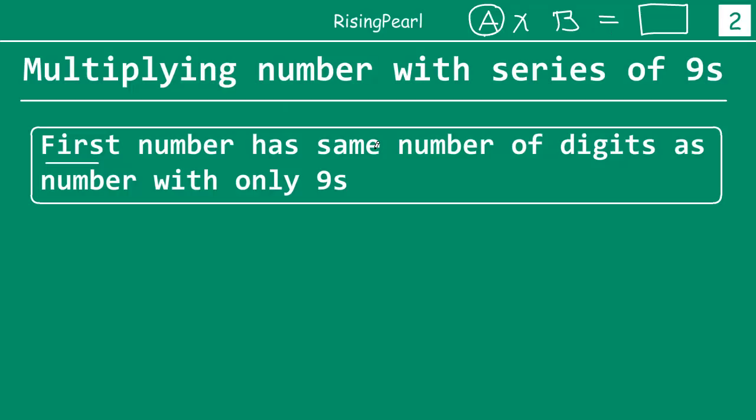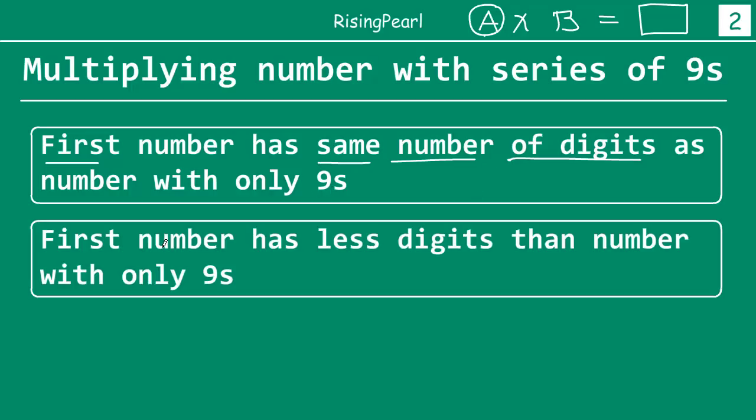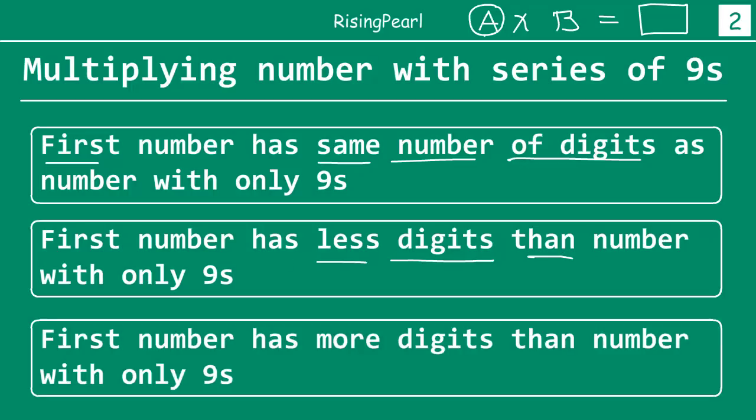Okay. So the first number has the same number of digits as the number with only nines. That is the first scenario. The second scenario is that the first number has fewer digits than the number with only 9s. And finally, the third scenario is that the first number has more digits than the number with only 9s. And like we said, we are going to focus on the first scenario in this video.